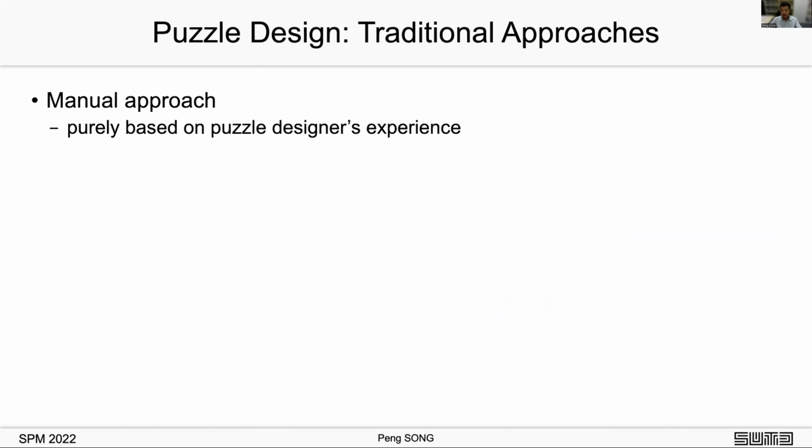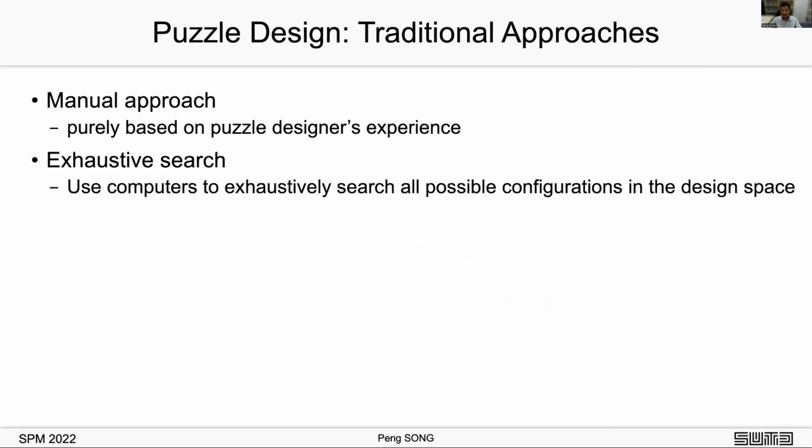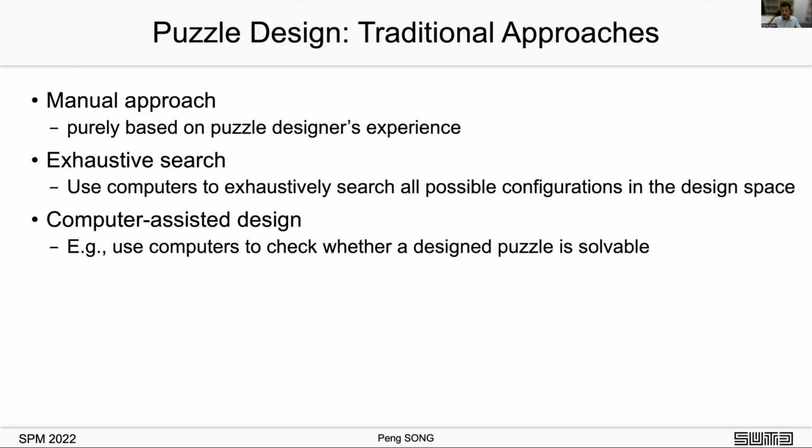Traditionally, design of geometry puzzles is limited to skillful craftsmen with great effort. They make hours or even days of mental work to design a single puzzle. The other approach is to use computers to exhaustively search all possible configurations in the design space. And a more widely used design approach is to use computers to assist the design process, for example, to check whether a design puzzle is solvable.